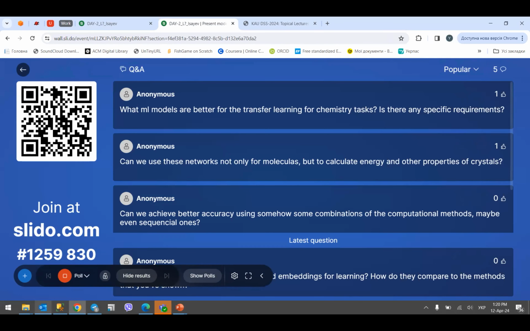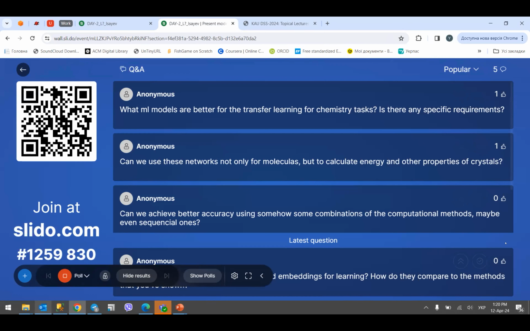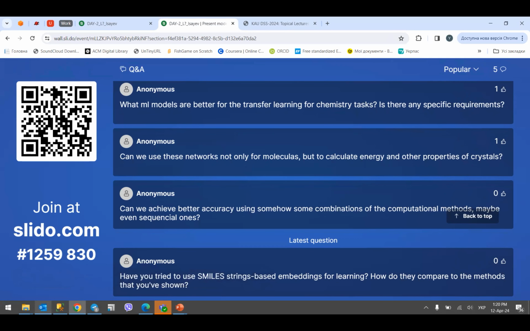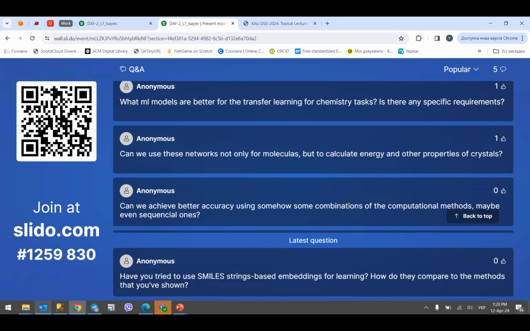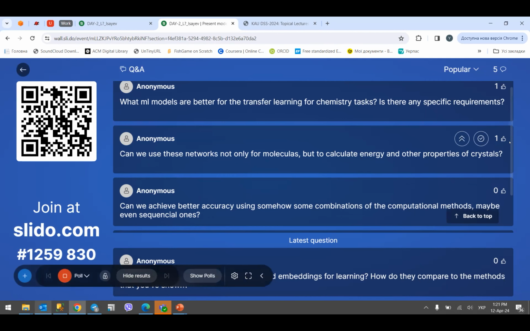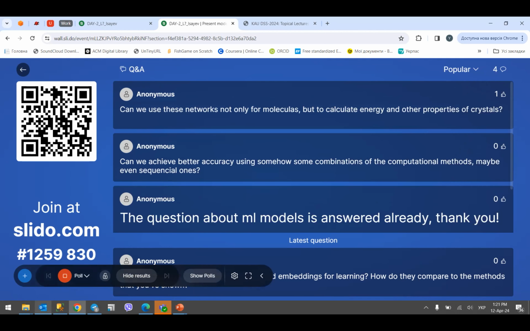There was a question about ML models, but then, as I understood, the author of that question wrote that it was answered already. Yeah. The question was, what ML models are better for transfer learning chemistry tasks? Is there any specific requirement? I'll talk a little bit in the second part, where I talk about more advanced architectures. We actually do use transfer learning, and in practice, I don't think we know whether a specific architecture is better or worse. But what's more important for transfer learning is how different your low fidelity method and your high fidelity method are, or high data and low data. At least in chemical sciences, the quality and the quantity of the data used is more important.